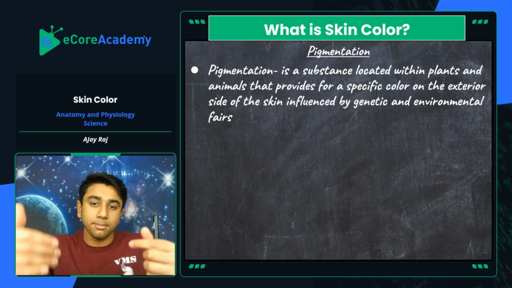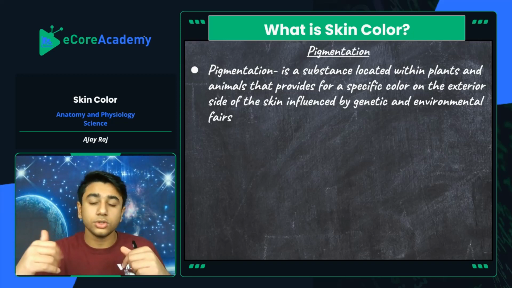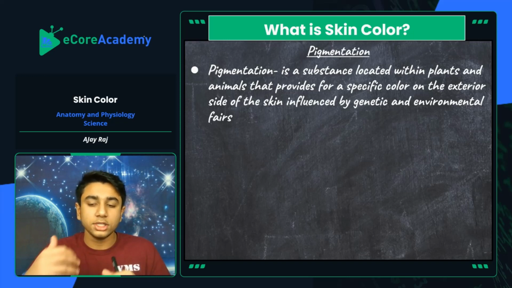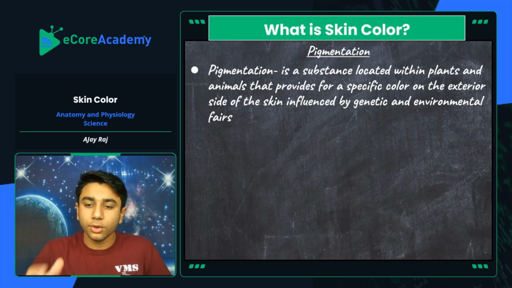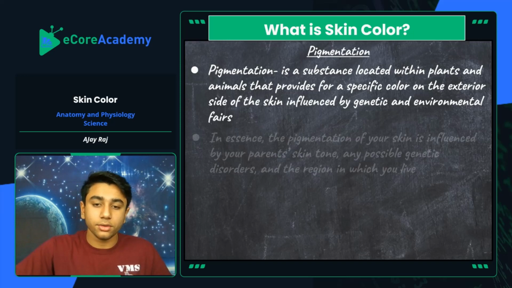This is everything that's happening dermal, so happening within the dermis. All these biological roles are actually going to influence your epidermal skin coloring, that specific color on the exterior side of the skin, influenced by genetic and also environmental factors. The reason we call them factors is because they contribute to some sort of physiological role.